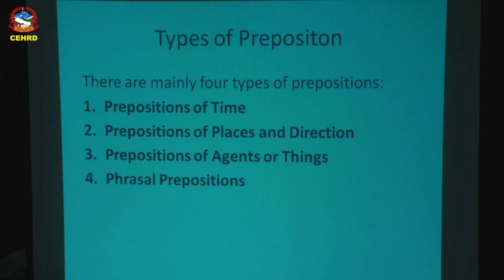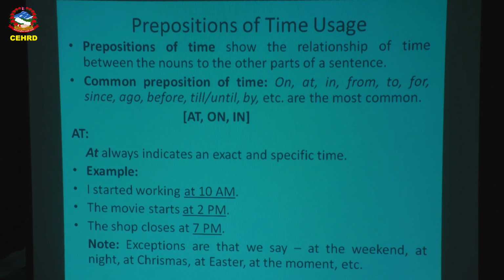The first one is prepositions of time. Then the second one is preposition of places and direction. I have combined these two into one, places and direction in one. Then preposition of agents or things, agents like people or the doer who does the things. And phrasal prepositions with phrases. I will be showing you some examples very quickly.